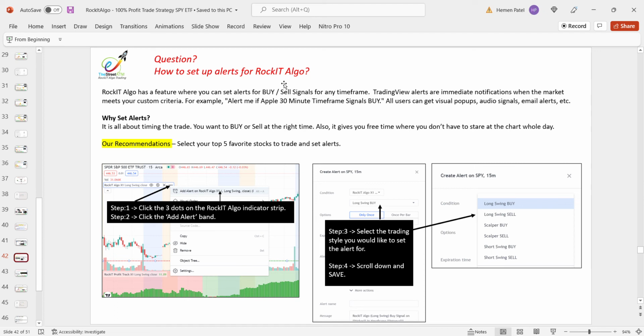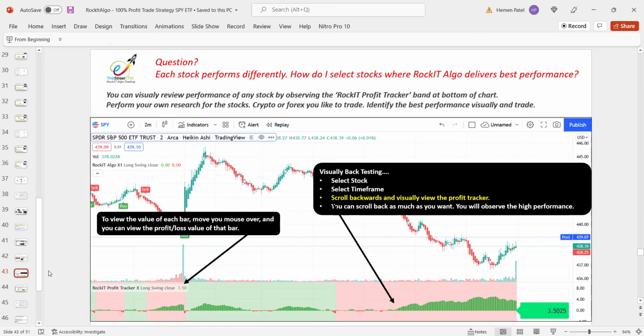How to set up alerts for RockIT Algo. That's very important. If you don't set up alerts, you'll miss the signals. So make sure you set up the alerts. Clear cut direction. Each stock performs differently.